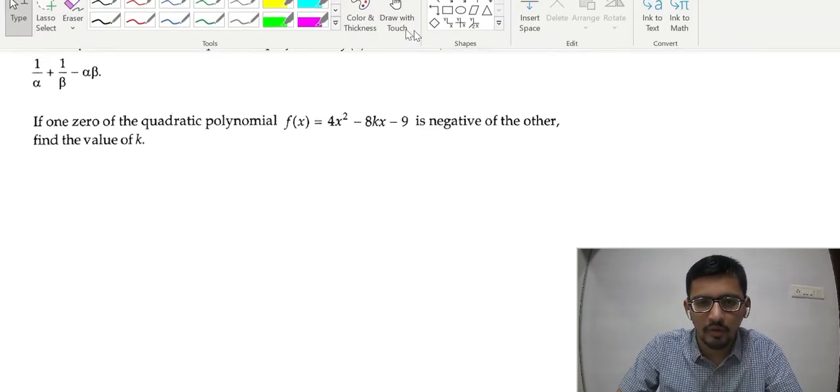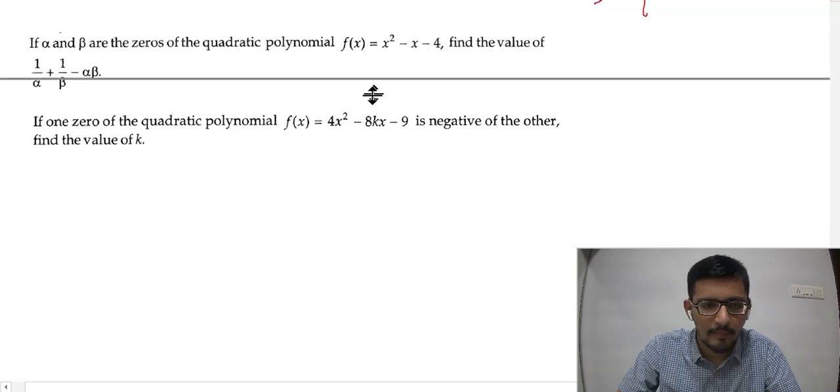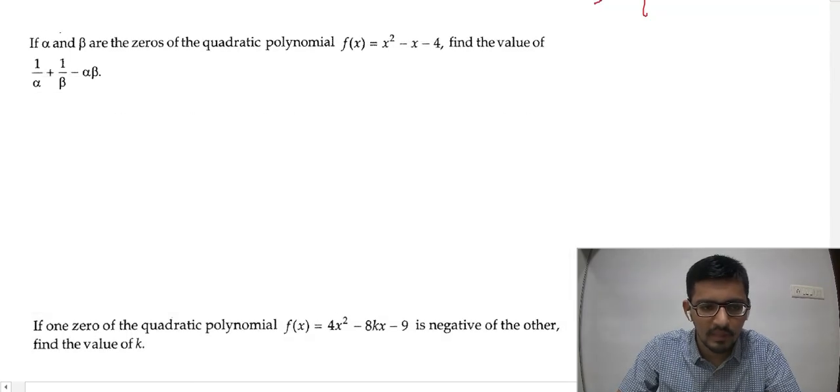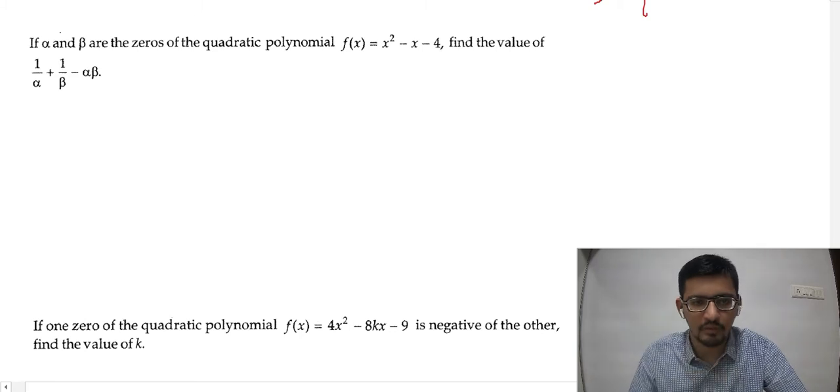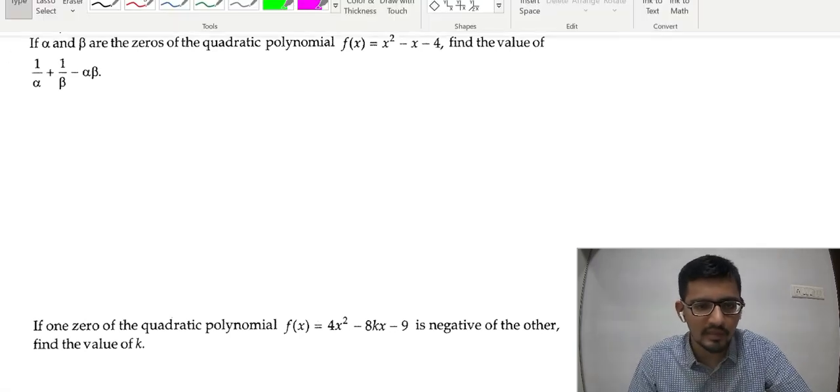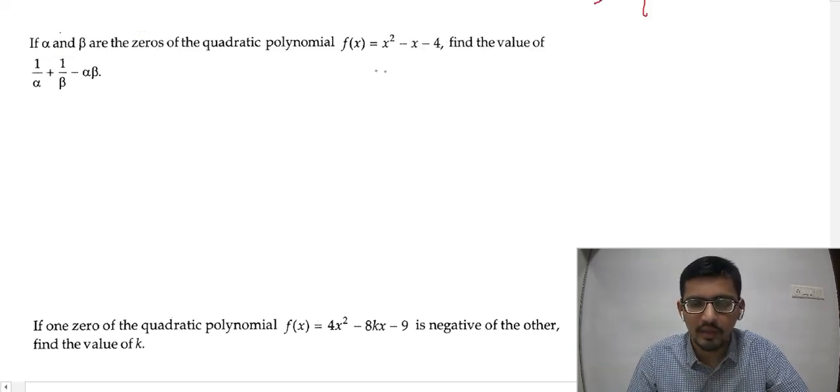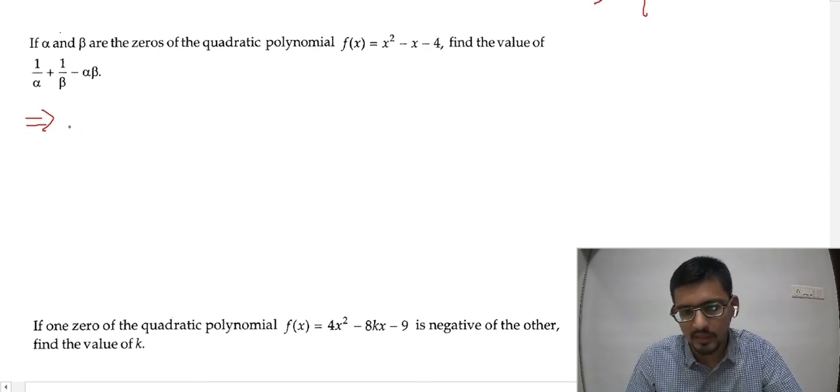Let's see one more example. Alpha beta are the zeros of a quadratic polynomial. Find the value of this expression. A similar example we already did, again the same story. What you can do is pause the video and try this question yourself. After that, compare the answer.